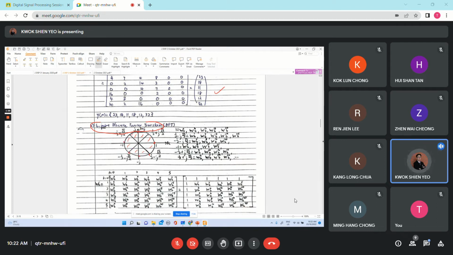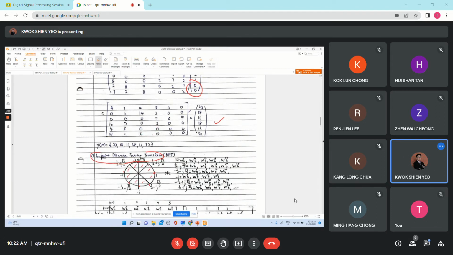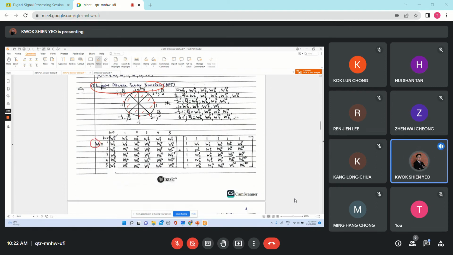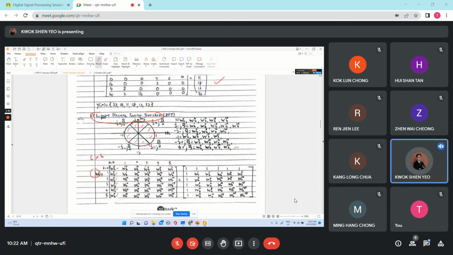So this one is wrong, because for a 6-point discrete Fourier transform, you need to find W6, right? W6 is a 6 times 6 matrix. 1, 2, 3, 4, 5, 6. But here you got 1, 2, 3, 4, 5, 6, 7, 8, your 8-point. So by right, this graph, you should separate them into 6 sections, not 8.